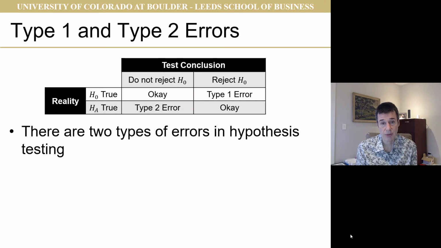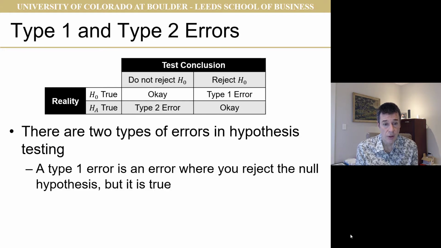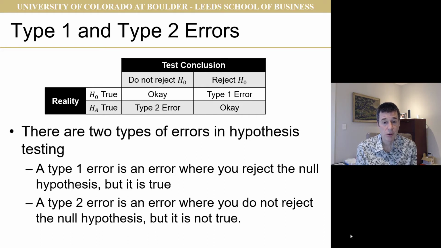Okay, we have two types of errors which we've talked about. A type 1 error is an error where you reject the null hypothesis, but it is true. And a type 2 error is an error where you do not reject the null hypothesis, but it is not true.